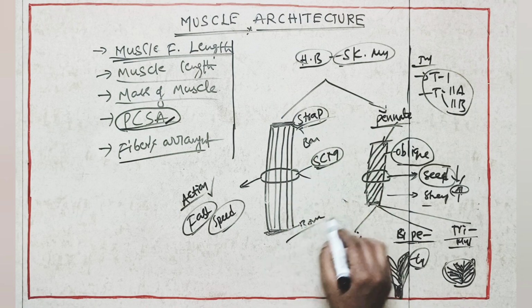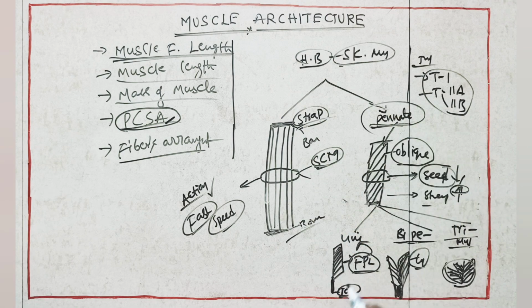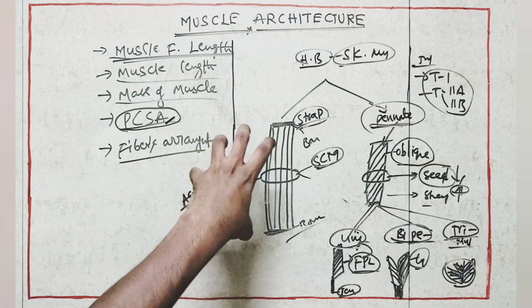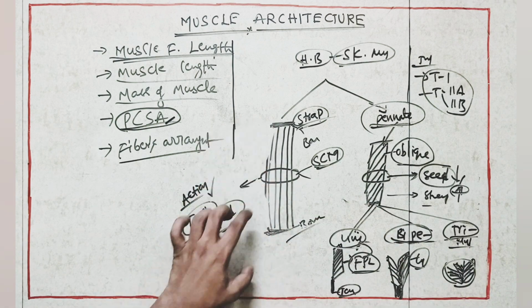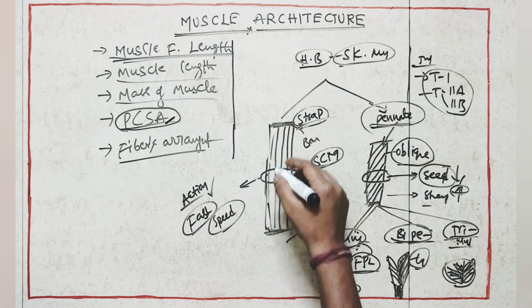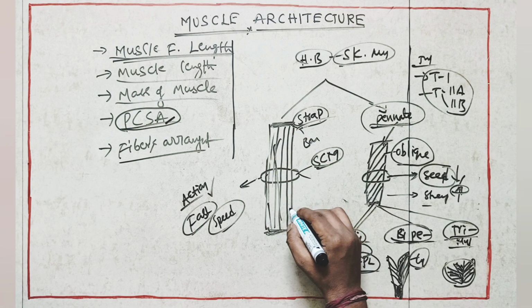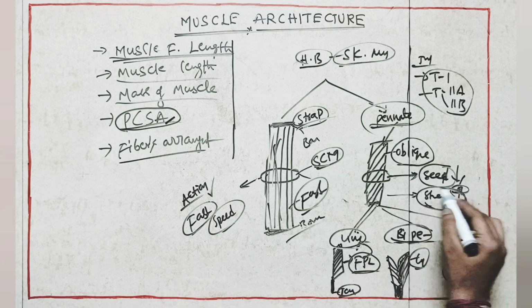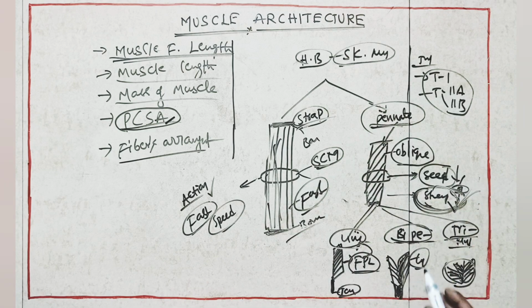So we have strap or fusiform arrangement, otherwise pennate arrangement, and in pennate, unipennate, bipennate and tripennate muscles. What is the use of these? Strap muscles are helpful for the speed of the movement. They contract and react very fast. Pennate muscles are mostly helpful for the strength; their speed will be a little less compared to these muscles. Okay, this is about fiber arrangement.